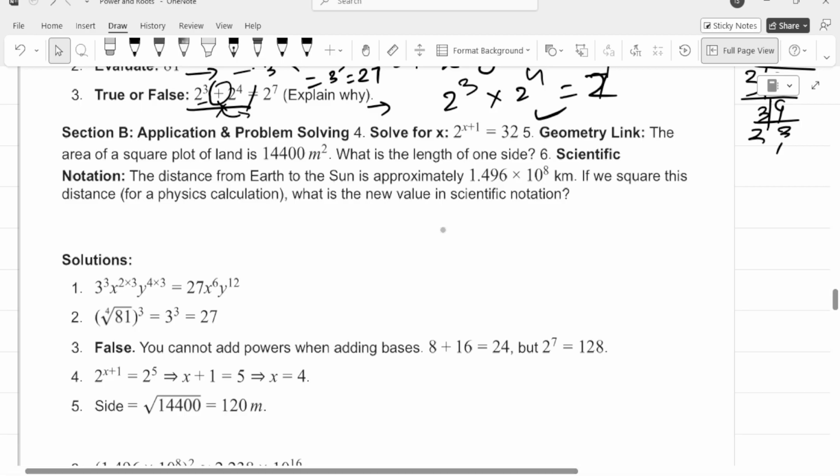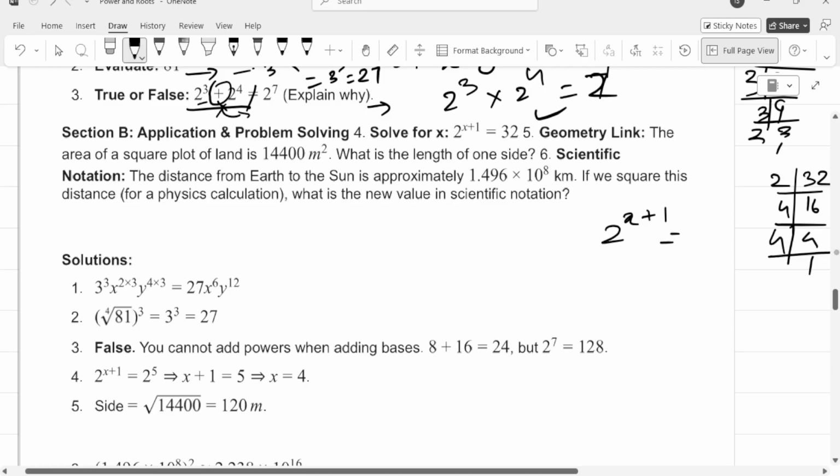Now section B, application and problem solving: for x, 2 to the power x plus 1 is equal to 32. Now factorize 32. I always use prime factorization, always take 2 first. If it is not divisible by 2, then 3, then 5, then 7, and so on. Prime factorization I can use directly because I am expert in this. So I took directly 2, 2, 2, 2, 2, which is 2 to the power 5.